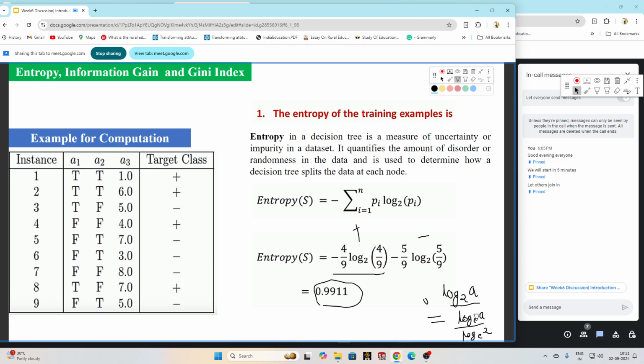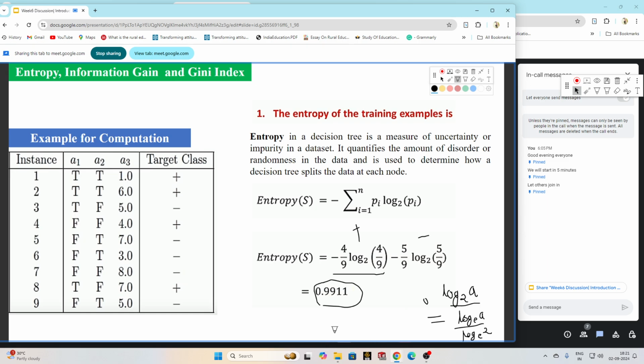Two bases are very common in log. One is base e, and another one is base 10. So any base you can take. So log any base of a divided by log any base of 2. By that you can calculate your value.